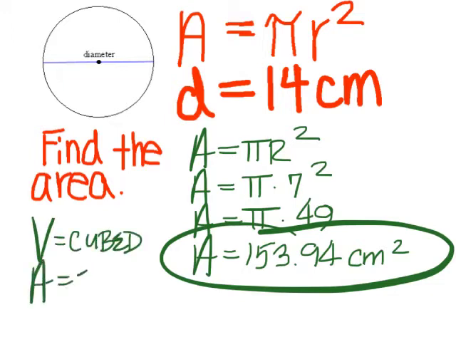Remember that volume is cubed. Area is squared. And any measure of a length is simply just going to be centimeters, meters, inches. There's no exponent written on it.